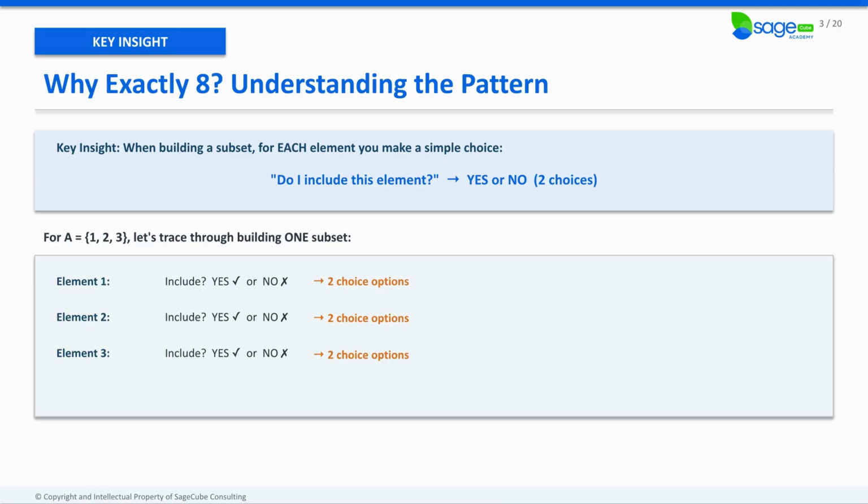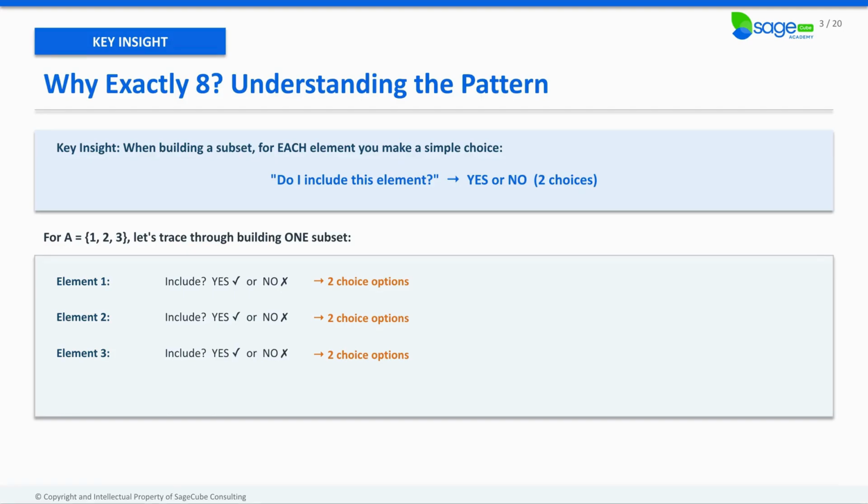So we saw that what? Element 1 had 2 choices, yes or no. Same for element 2, then element 3. Okay, so what we are doing here is multiplying all these what? 2 choices. So 2 times 2 times 2. And what do we have? 8. So you are multiplying 2 by itself once for each element.